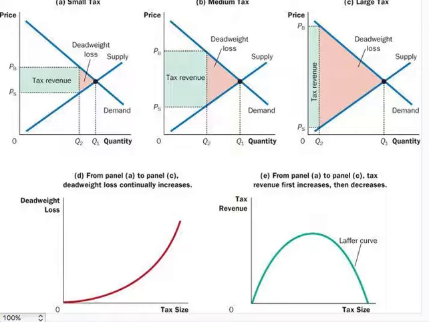But as the size of the tax increases from panels B to C, tax revenue falls because the higher tax drastically reduces the size of the market, that is, the number of buyers and sellers participating in this market. For a very large tax, no revenue would be raised because people would stop buying and selling the good altogether.